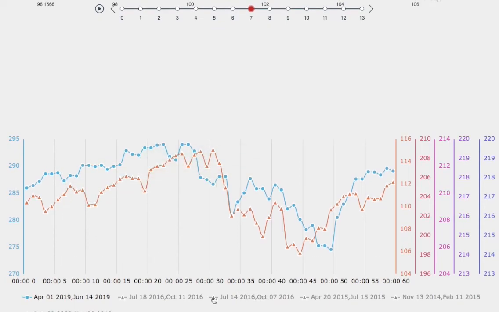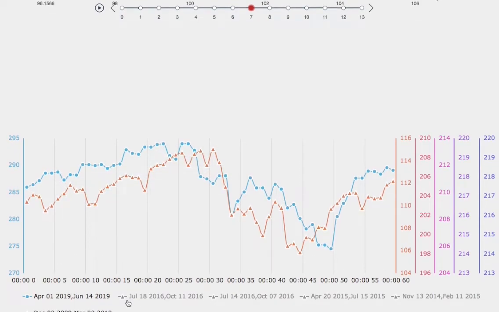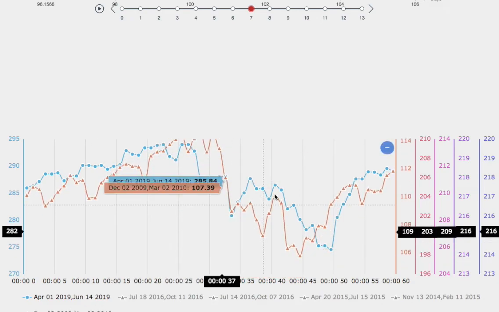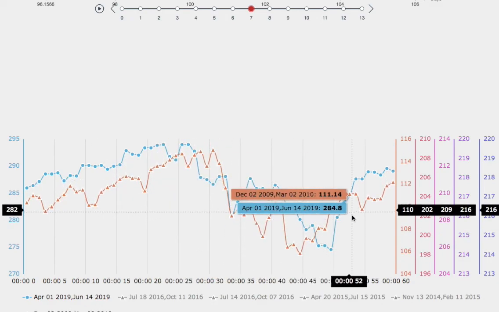And here's the line chart that I compared it to. We have the current trend and the 2009 to 2010 chart.